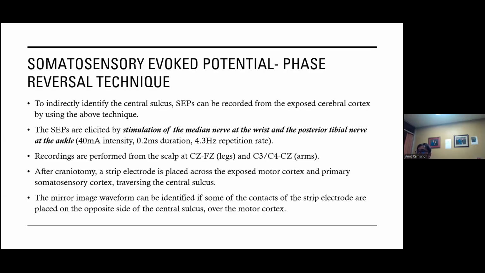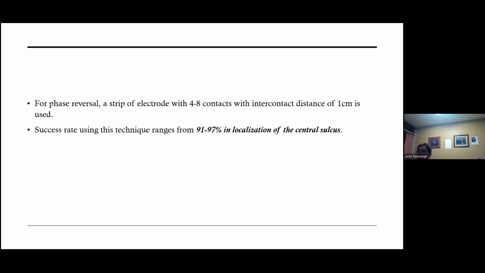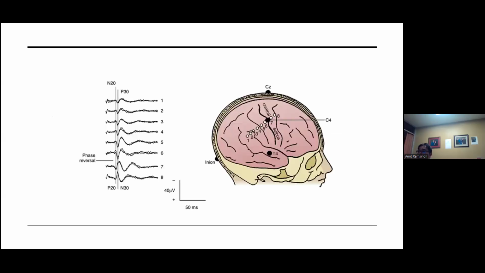After the craniotomy, a strip electrode is placed across the exposed motor cortex and the primary somatosensory cortex, traversing the central sulcus. So what we look for is a mirror image waveform that can be identified if some of the contacts of the strip electrode are placed on the opposite side of the central sulcus over the motor cortex. For the phase reversal, a strip electrode with 4 to 8 contacts with a distance of 1 centimeter between them is used. And it has a relatively high success rate, between 91 to 97%, in localizing the central sulcus.